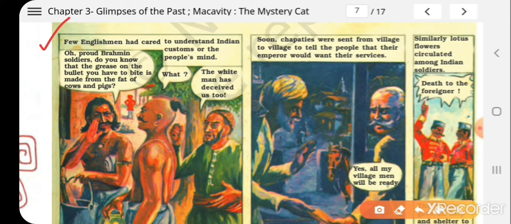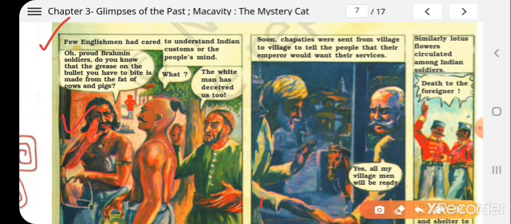So here some religious man are talking. Oh, proud Brahmin soldiers, do you know that the grease on the bullet you have to bite is made from the fat of cows and pigs? So you know what happened actually? The Britishers produced the Indian soldiers, means who were working under the British army. So they provided them some weapons, some guns, bullets. Okay, and there was something like a grease. There was a thing like grease.